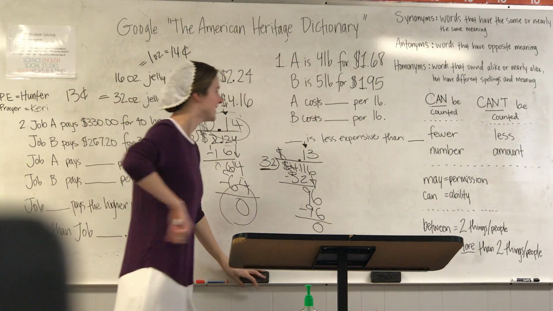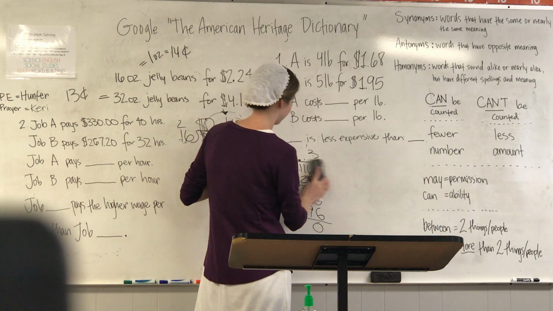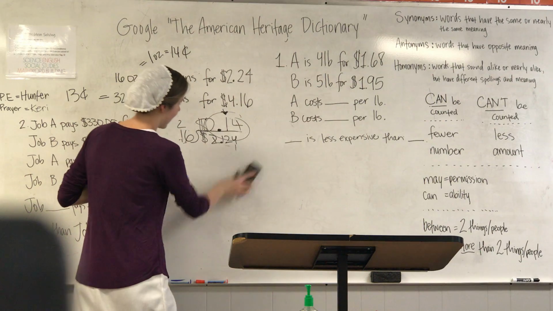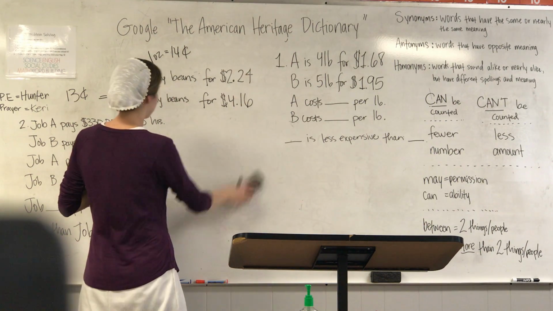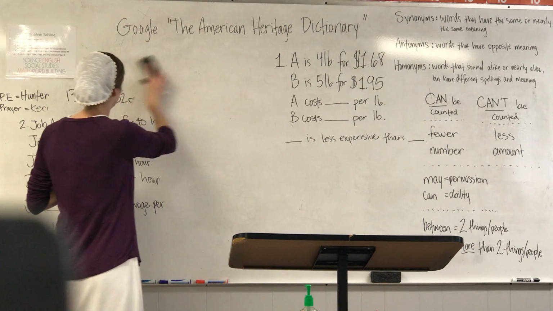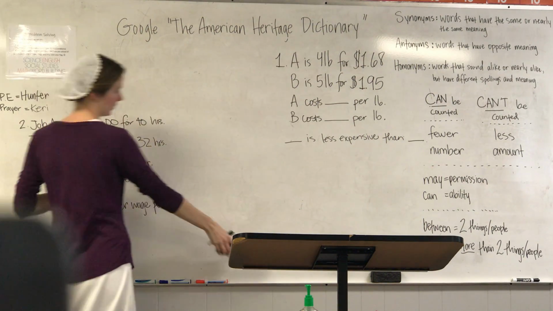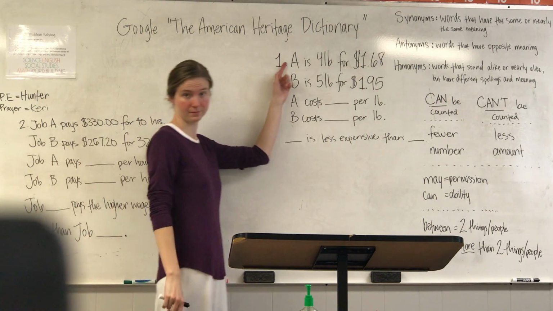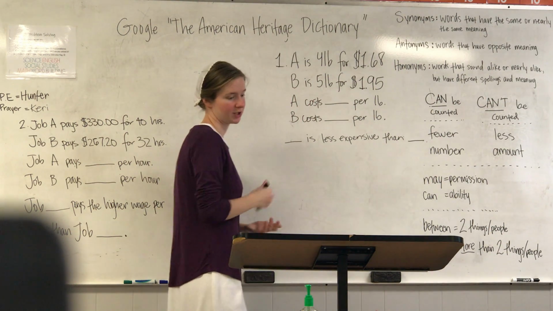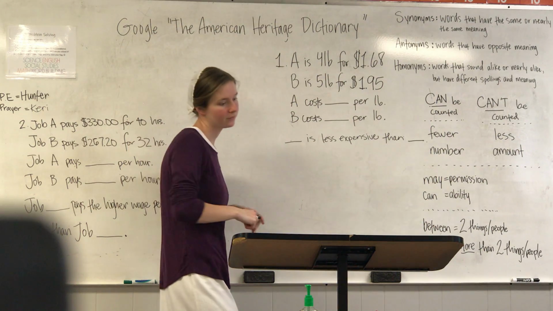All right, so let's start working. You should have your pencils ready. To find the better price, we need to divide the dollars by however many ounces there are. Number 1. It says divide to compare. Your instructions say divide to compare.